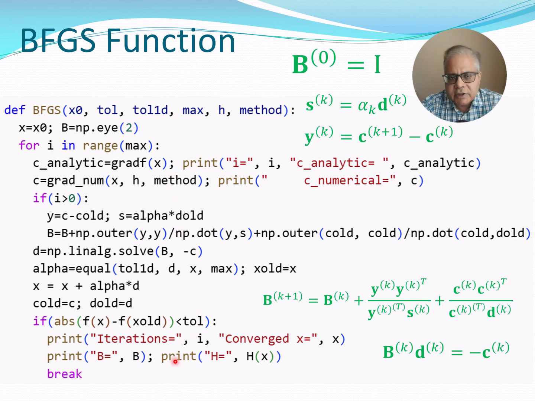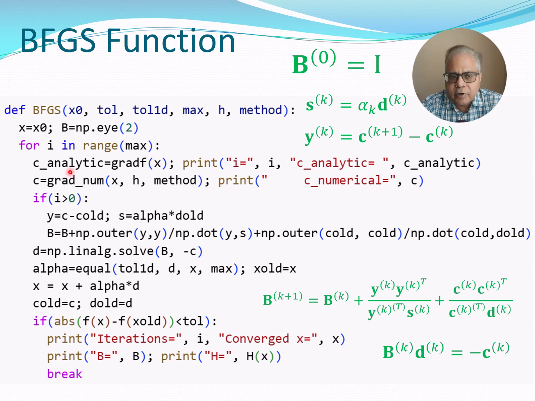Now the interesting thing here is that I am using C from the numerical gradient. So I have put in this function here, that is grad num. This is taking x, h, and method, and now h and method are coming in through the argument list of BFGS, and of course x is starting at x0 and then continuously building up in this particular for loop out here.